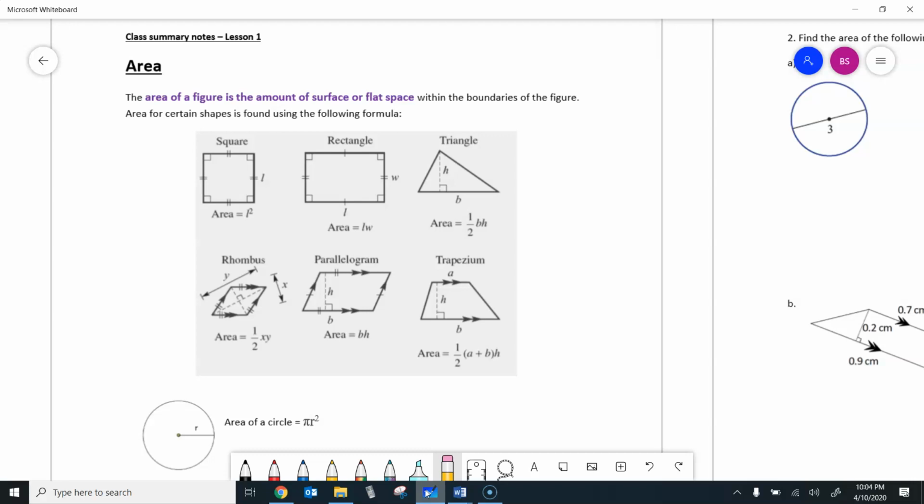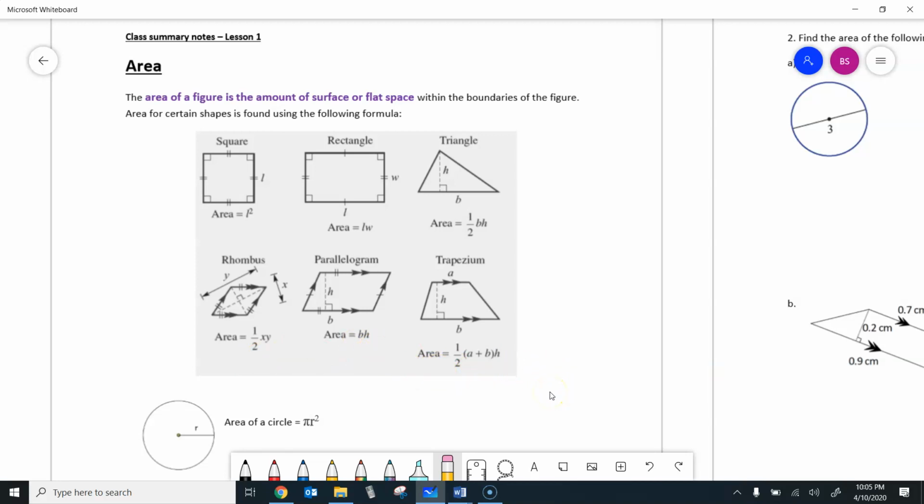Okay, we're going to look at area first. So the area of a 2D shape is the amount of surface or flat space within the boundaries of the figure. So the typical area formula you'll probably be aware of is the area of a square. It's length times length, so area is length squared. A rectangle is length times width. A triangle is a half times the base times the height. And then you've got some other ones here, the rhombus, the parallelogram, and the trapezium. These formulas you may or may not be so familiar with.